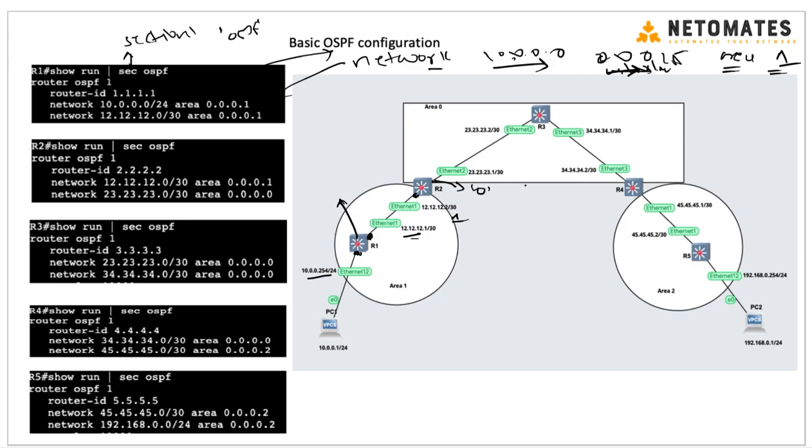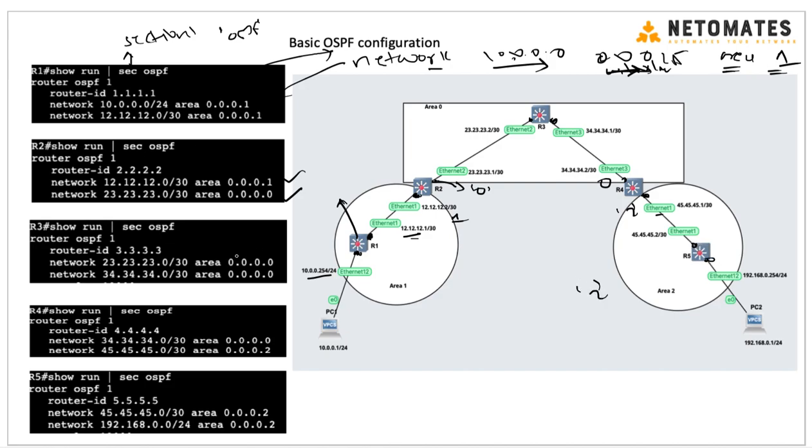Okay, remember that the area is different for these two networks because, based on the topology, R2 has one interface, Ethernet 1, on area 1 and Ethernet 2 on area 0. So when it goes to R3, these two are both in area 0. In R4, one interface, Ethernet 1, is on area 2 and another one is on area 0. And for R5, both of them are in area 2.